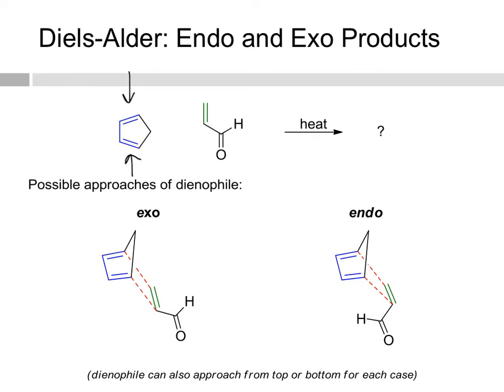Another possibility is if we consider the orientation of this R group that's on the dienophile. In this case, we can say that the dienophile can have an exo approach or an endo approach. In the exo approach, this R group is away from the diene. In the endo approach, the R group is going to be directly below the diene.